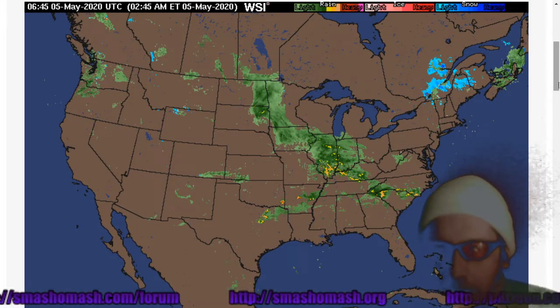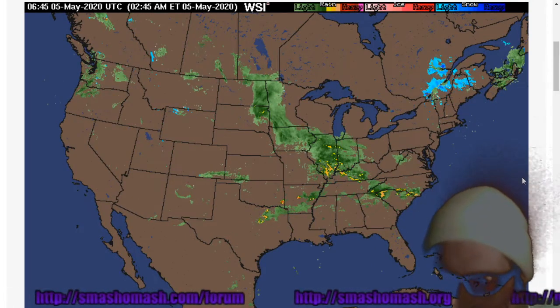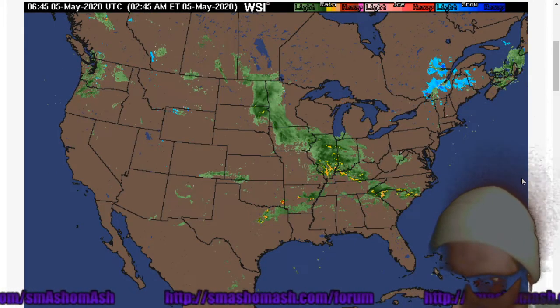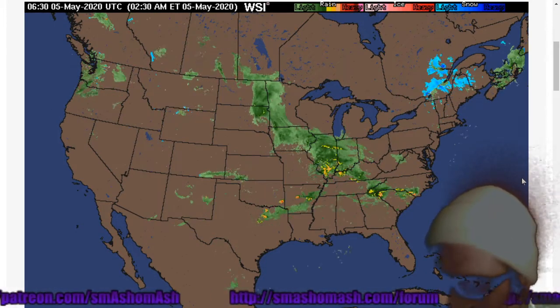Here's the U.S. Doppler radar map, and we've got some significant storms there, which just seem like they broke up there over eastern Tennessee, western North and South Carolina.